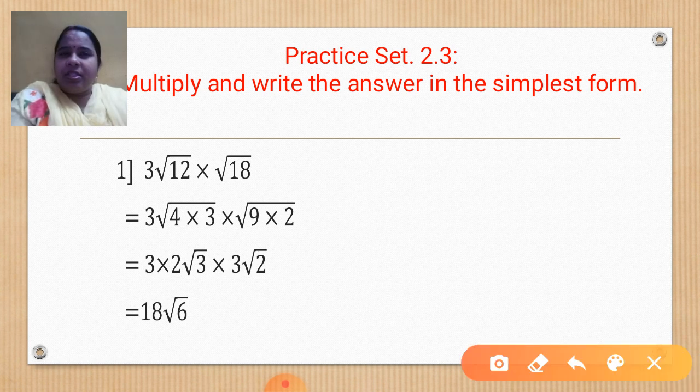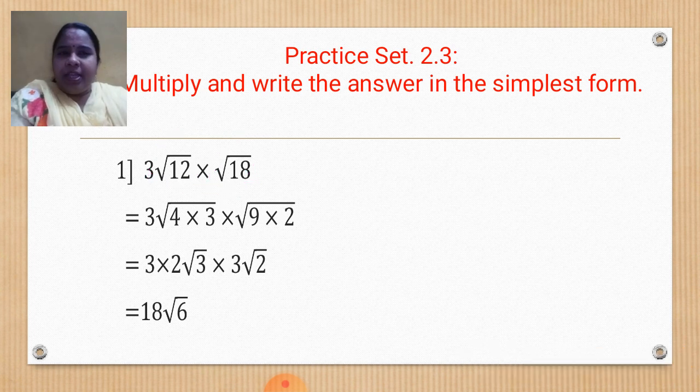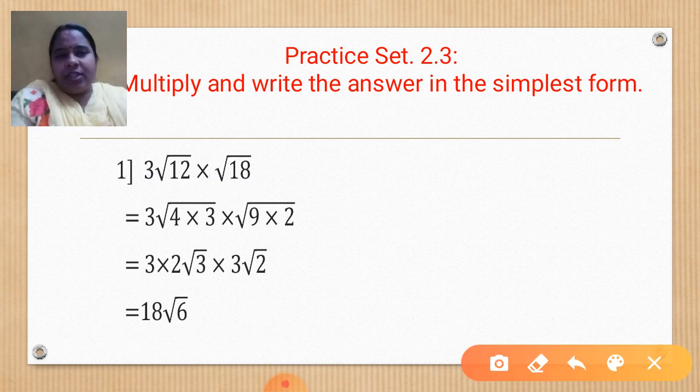So let's see, this is our first question. 3 root 12 into root 18. Correct? Now I have to multiply this. Both are of the order 2, root 18 and root 12. It means they are like surds. Now what is the first thing in such a question is to simplify these two parts.